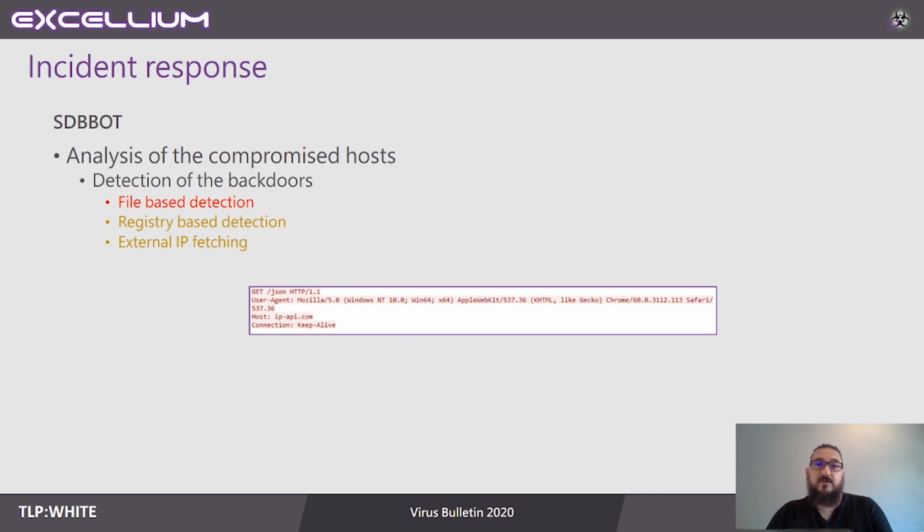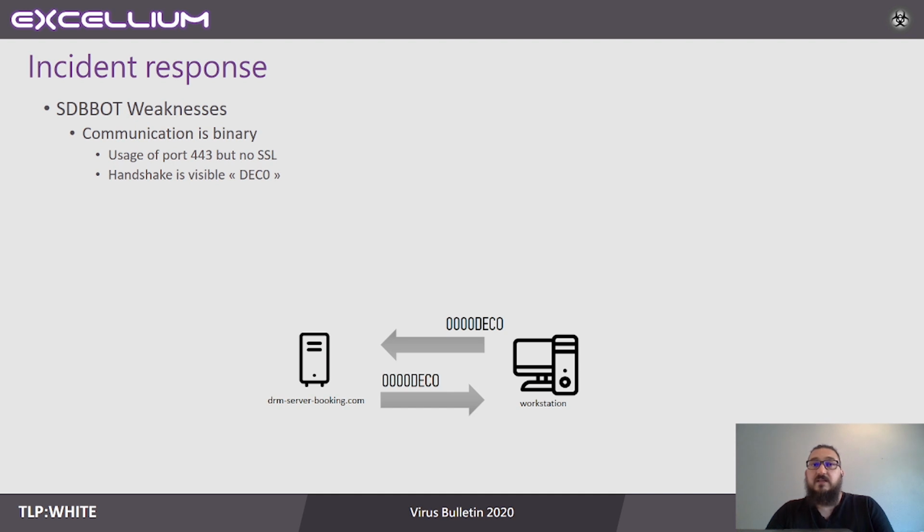At this time, we were not sure that ip-api.com is the only service used to fetch the external IP. What we also saw is that the communication part, the network part of SDBbot, is quite easy to spot. It uses a binary protocol, but there is a really simple check.